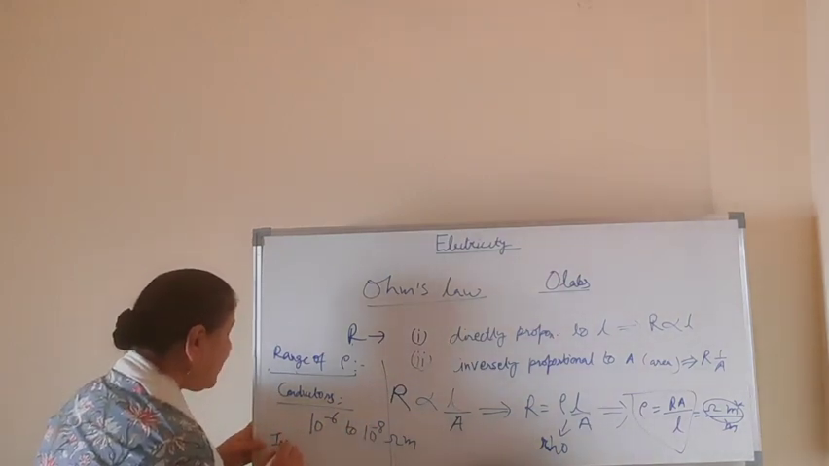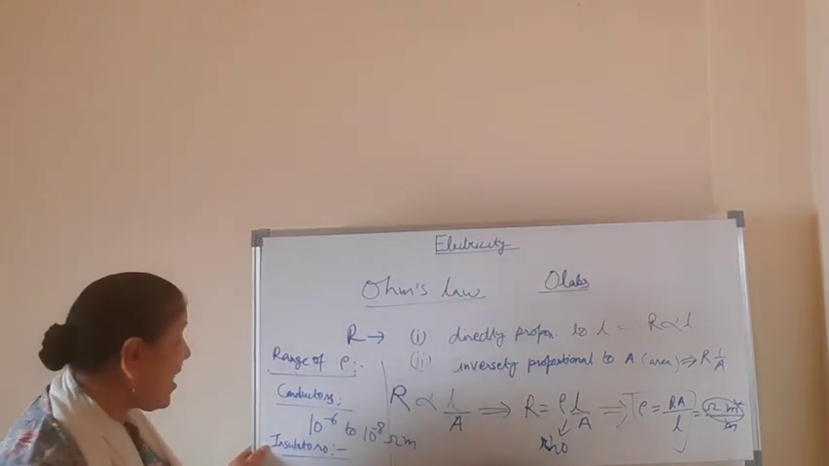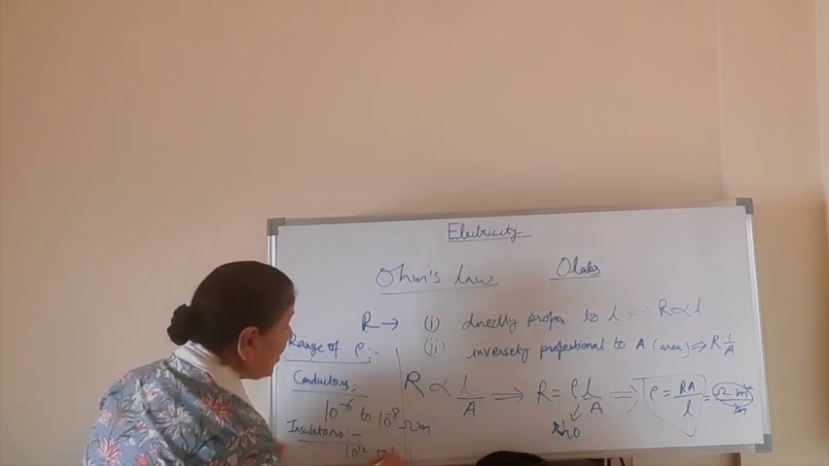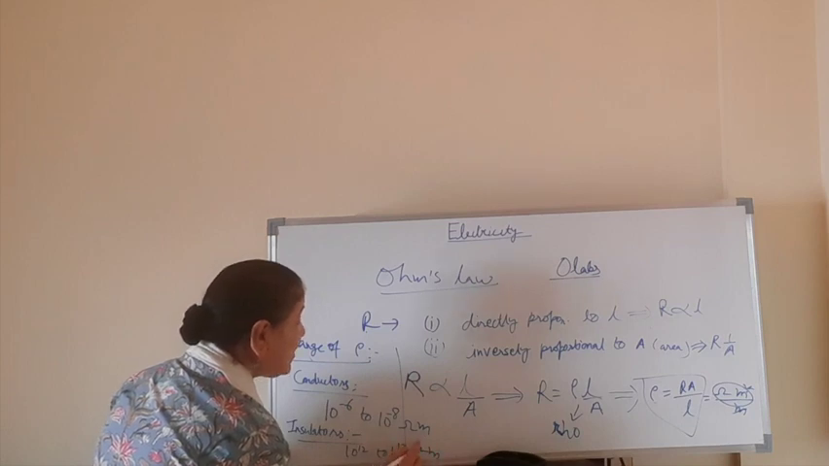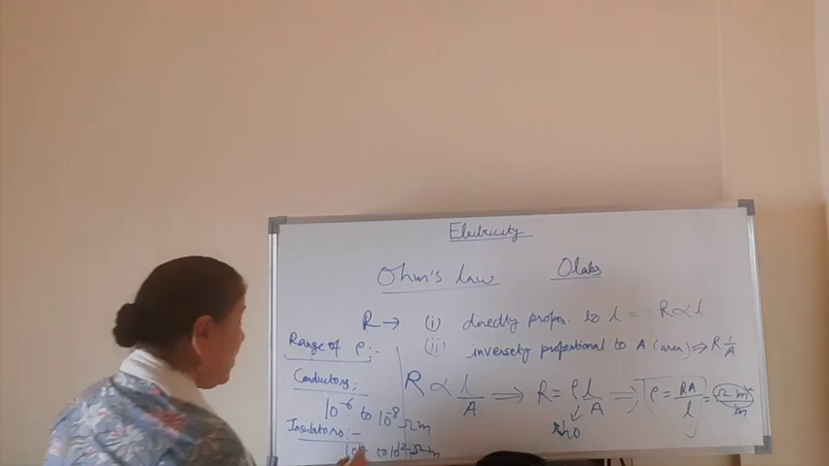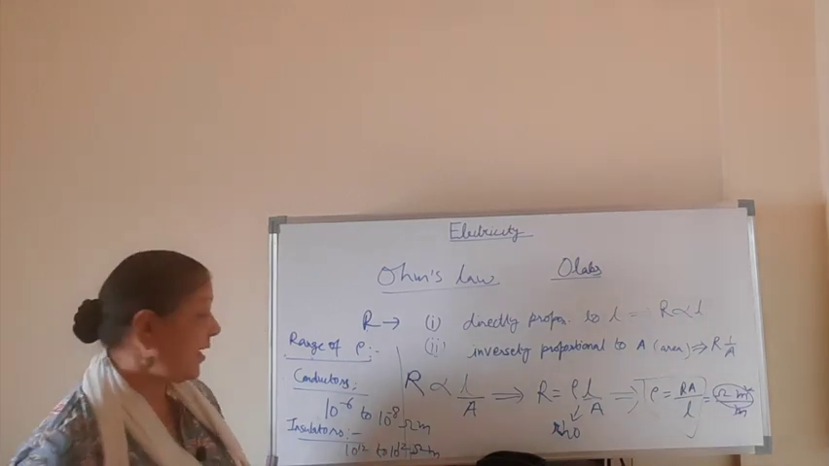For insulators, which do not allow the electric current to pass through them, the resistance should be very high. So it will be around 10 to the power 12 to 10 to the power 17 ohm meter. This is the range of resistivity for insulators. More value, more resistance, less flow of electric current.